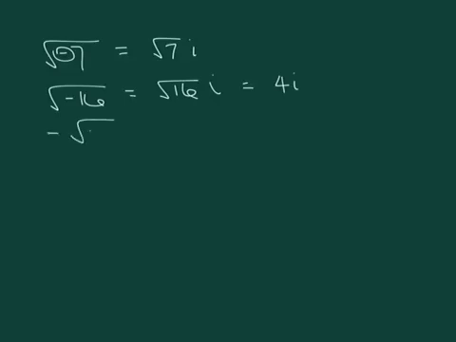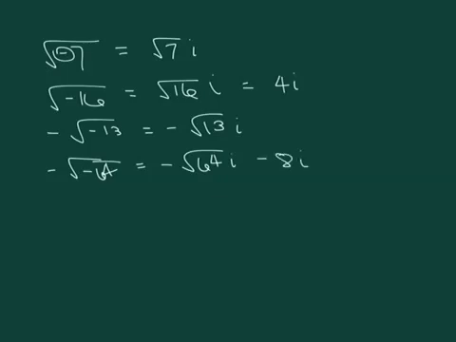Negative square root of -13 equals negative square root of 13 i. Let's go with D on example 1. Negative square root of -64 equals negative square root of 64 i. Square root of 64 is 8, and we get that. Okay, so nothing really too complicated.